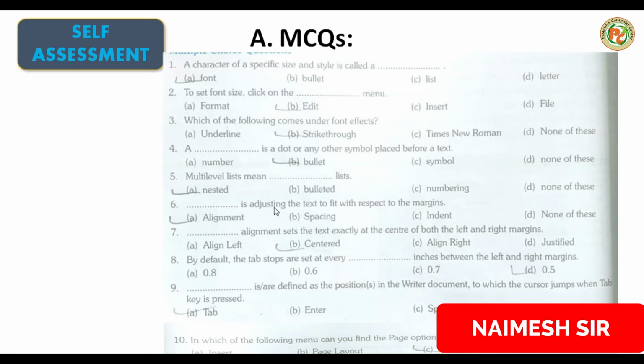Alignment is adjusting the text to fit with respect to the margins. Centered alignment sets the text exactly at the center of both the left and right margins. By default, the tab stops are set at every 0.5 inches between the left and the right margins, so 0.5. Tab stops are defined as a position in the Writer document to which the cursor jumps when the tab key is pressed, so tab. In which of the following menus can you find the page option? So Format.